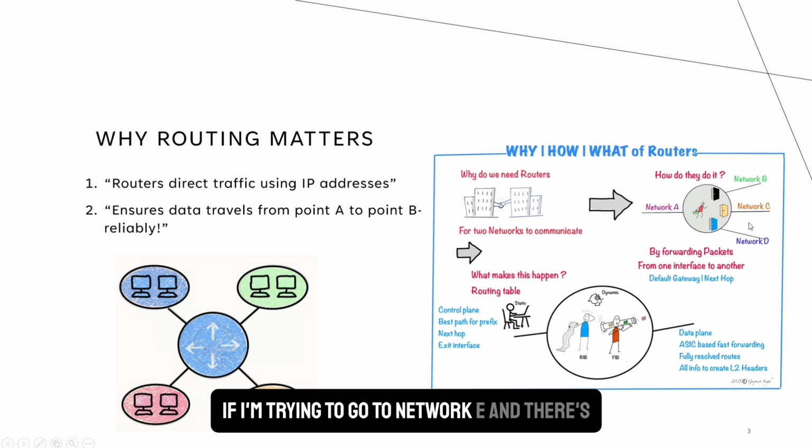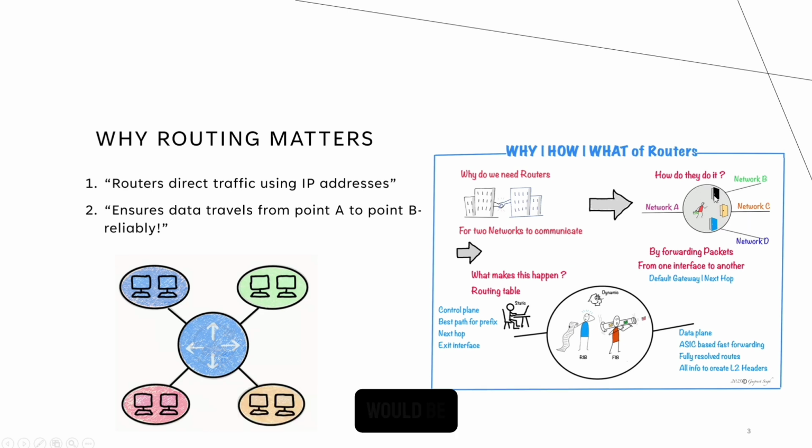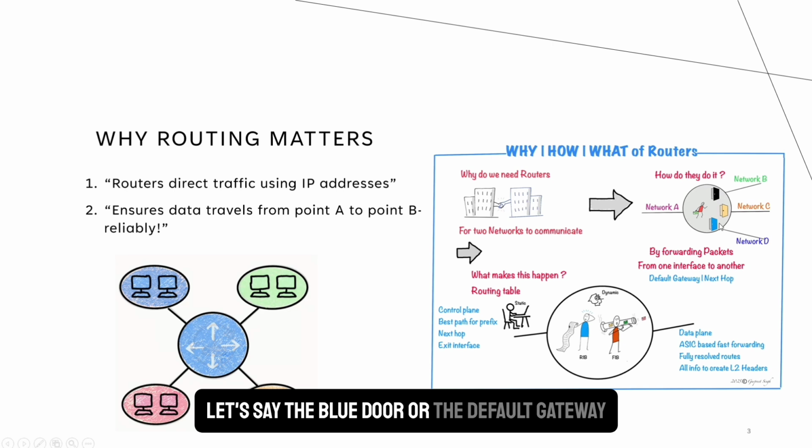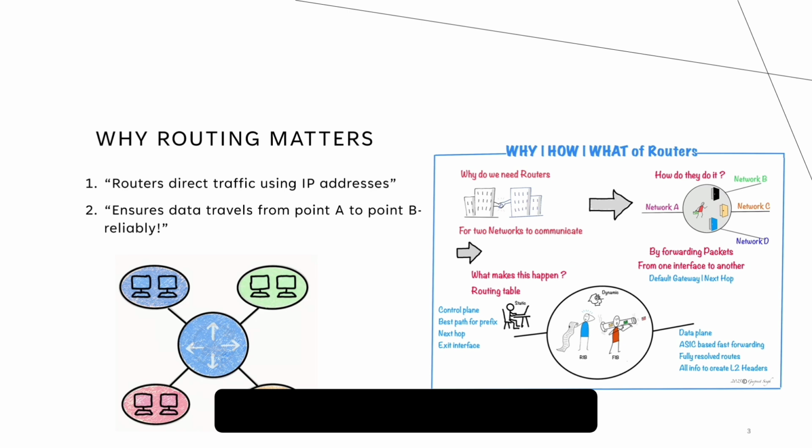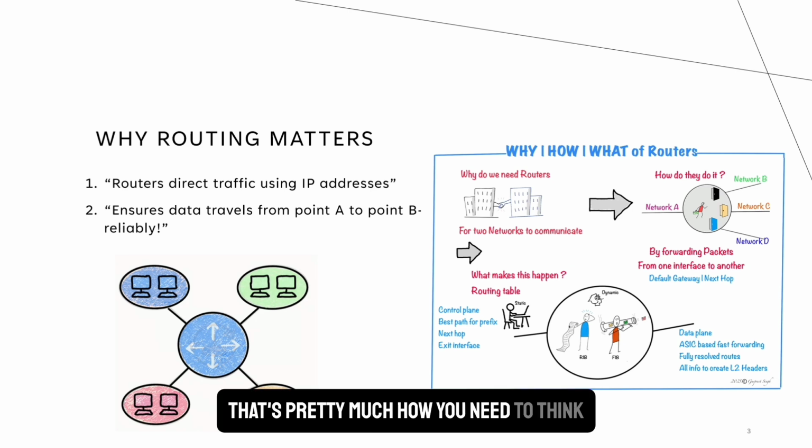If I'm trying to go to network E and there's nothing mentioned, then there could be a catch-all door, which would be, let's say, the blue door or the default gateway, which means if you have a network that's not listed, then just take that door and eventually that will take you to the internet. A good example of that is when people are trying to set up something to go to the internet, because you're not going to mention each and every route that exists on the internet. That's pretty much how you need to think about this.